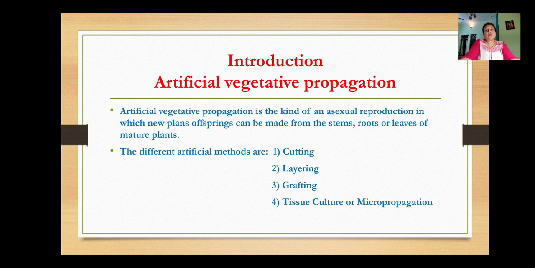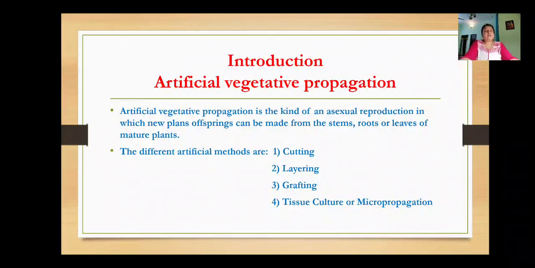Now let me tell you what artificial vegetative propagation is. Artificial vegetative propagation is a kind of asexual method, a kind of propagation in which new plants or offsprings can be made from the stems, roots or leaves of mature plants. The seeds are not involved here. So these are all asexual forms.